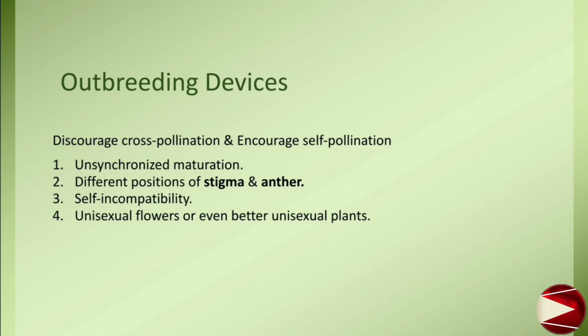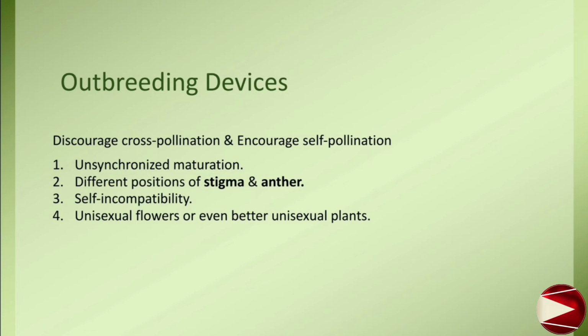First device: in some plants, maturation of the anther and release of pollen is not timely synchronized with receptivity of the stigma. Either pollen is released before the stigma becomes receptive, or much after it becomes receptive. Second, the positions of stigma and anther are far from each other to reduce self-pollination. Both the first and second devices prevent autogamy.